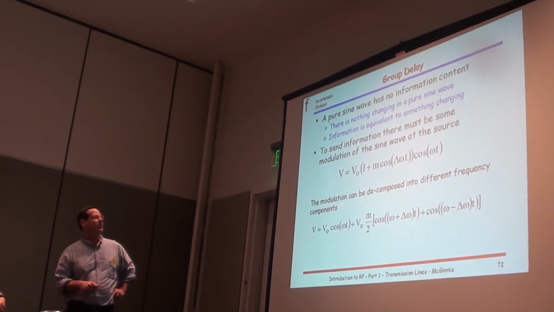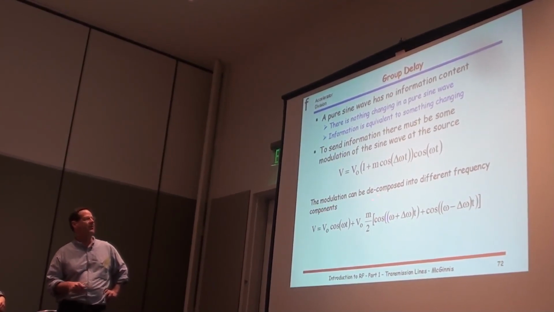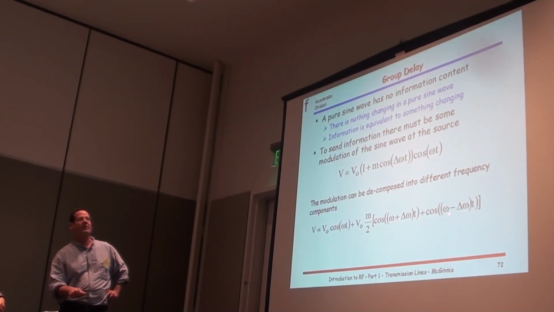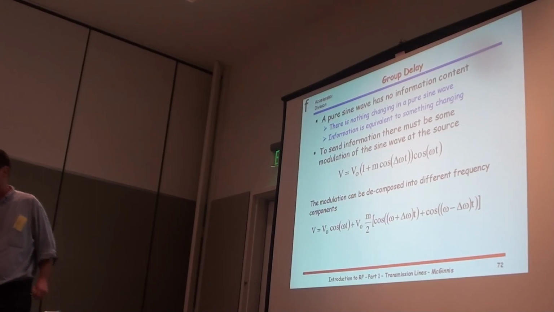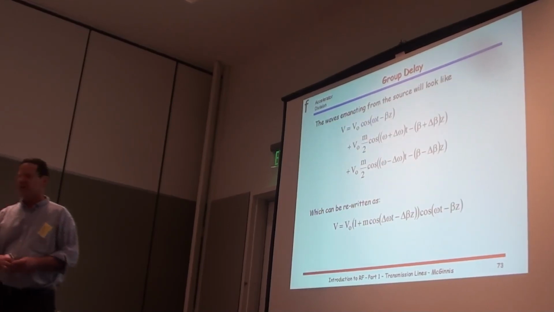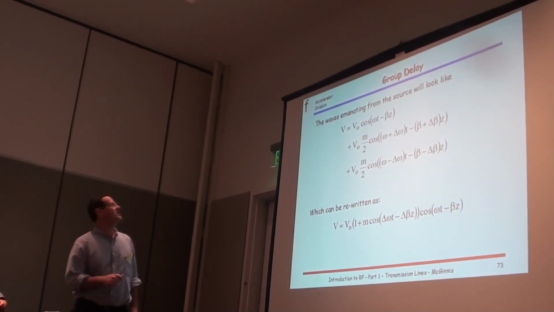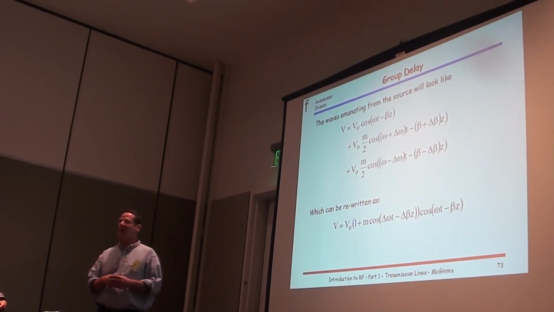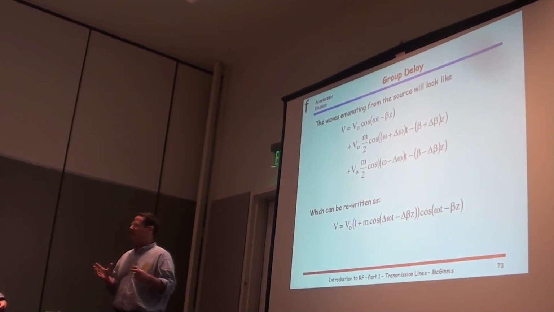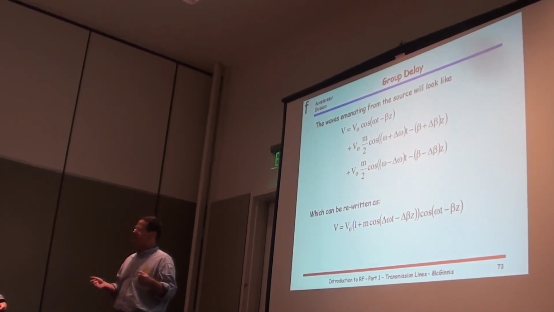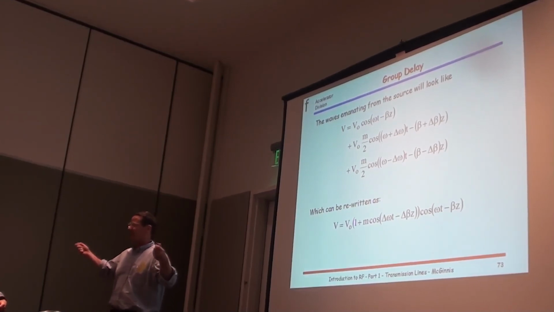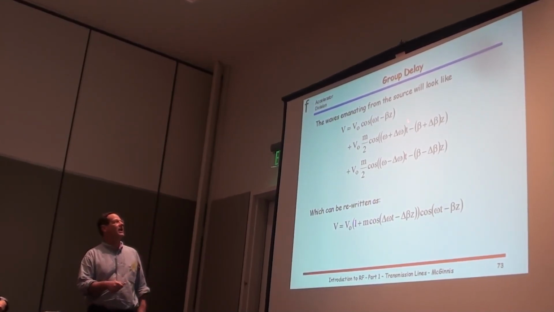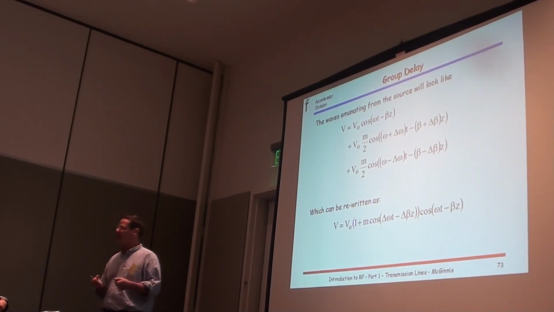So Ralph talked about this today. We talked about multiplying things. When you multiply it, you get the sum and the difference frequencies here. So now think about this. I have this modulated wave, and it basically consists of three frequencies, the carrier and the two sidebands. Each one of those is an independent wave, and they emanate from the source.